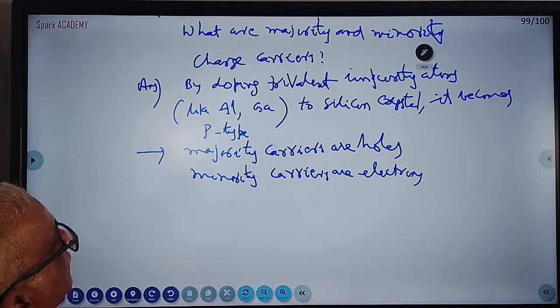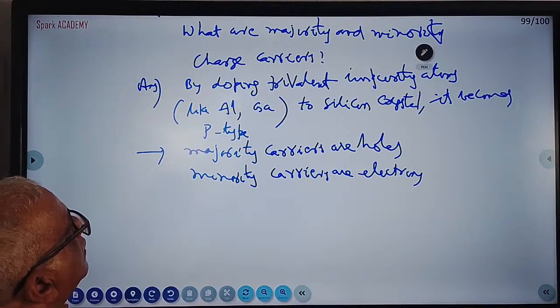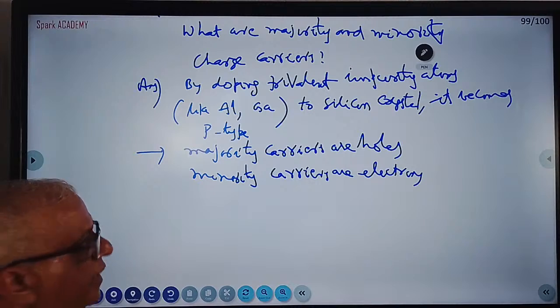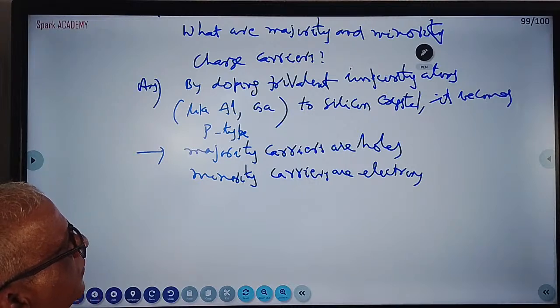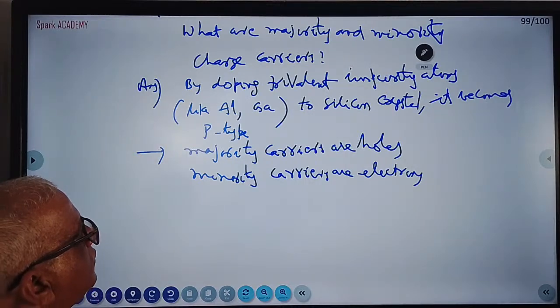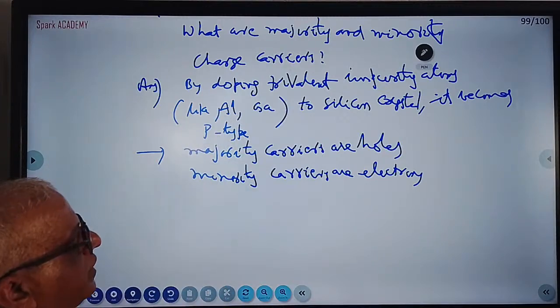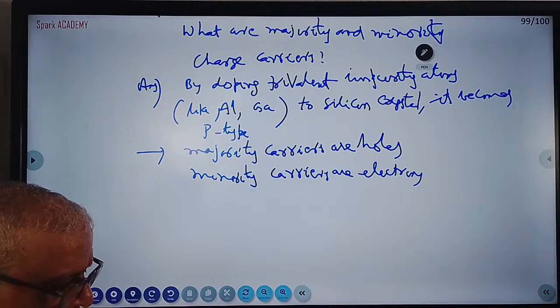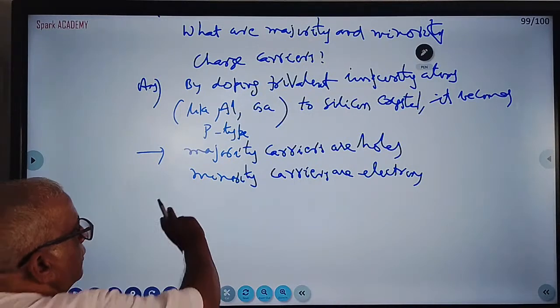Similarly, N-type semiconductor: by doping pentavalent impurity atoms like phosphorus or bismuth to a silicon crystal, it becomes N-type. In N-type, majority carriers are electrons and minority carriers are holes.